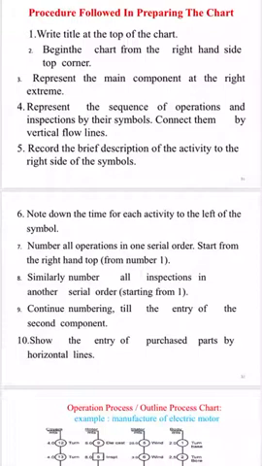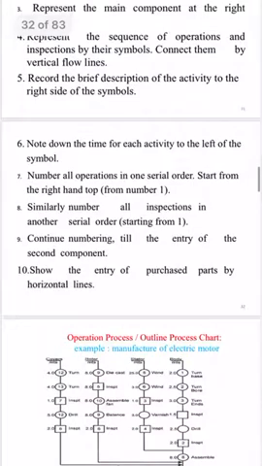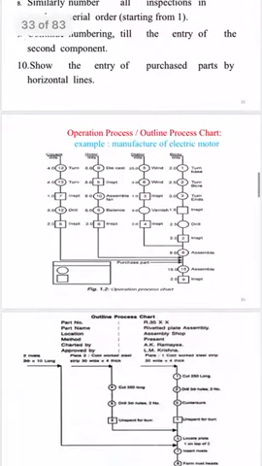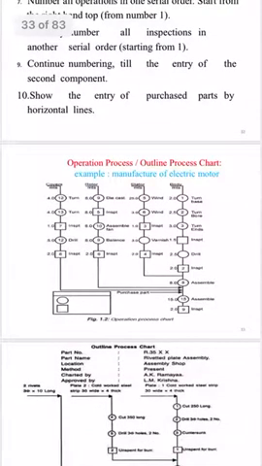Then number all operations in serial order, starting from the right hand top, giving numbers to all activities. Then continue numbering till the entry of the second component. Then show the entry of purchased parts by horizontal lines; we need to show the entry of any purchased part by a horizontal line. So this is what the operation process chart looks like.